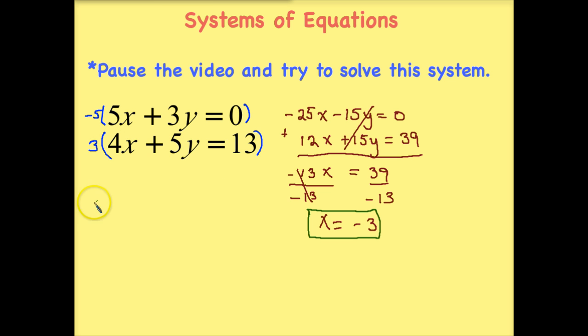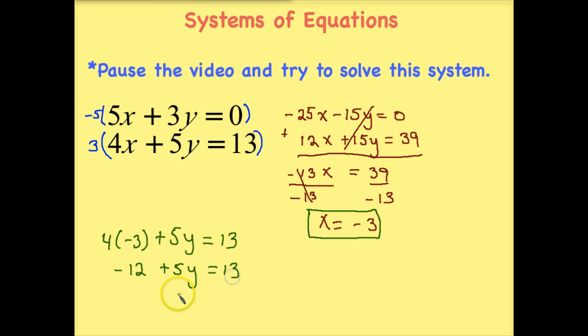Let's go ahead and plug it into the bottom equation. So we have 4 times a negative 3 plus 5y equals 13. If we simplify this, we are left with negative 12 plus 5y equals 13, and then adding 12 to both sides, we get 25, and y is equal to 5. At this point now, we can see that we have one solution. These two equations, these two functions, and they're linear, will intersect at negative 3, 5.